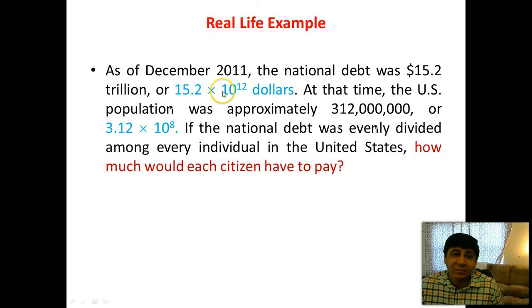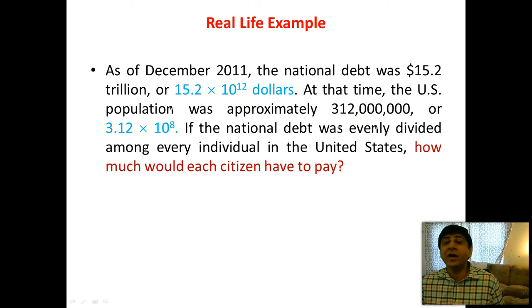I copied this example from the book. It should be 1.52 times 10 to the power 13 basically. I'm not sure if I corrected it. If not, I'll correct it right now. And our population is 312 million approximately. If you write it in scientific notation, it will be 3.12 times 10 to the power 8.